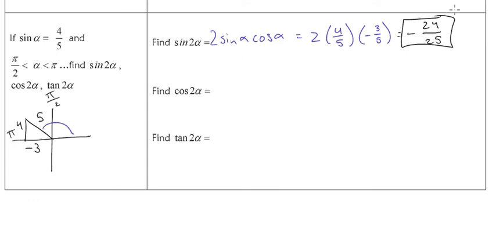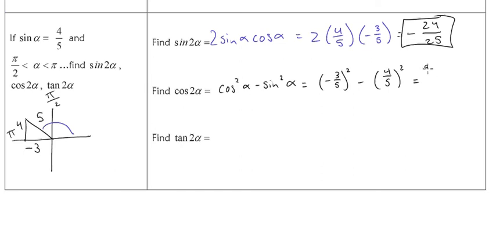Now for cosine of 2 alpha, we learned that it is cosine squared of alpha minus sine squared of alpha. We also have a few other forms you could use as well, but we'll just stick with the first one here. So what is cosine of alpha? It's -3/5, so -3/5 squared, minus sine of alpha, which is 4/5, squared.